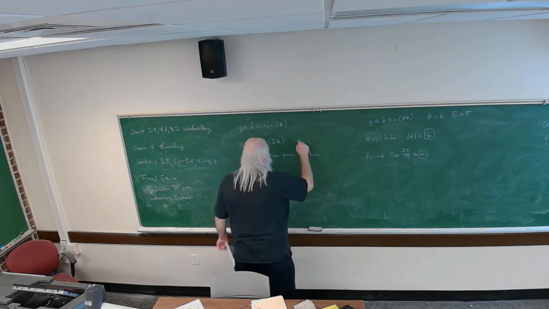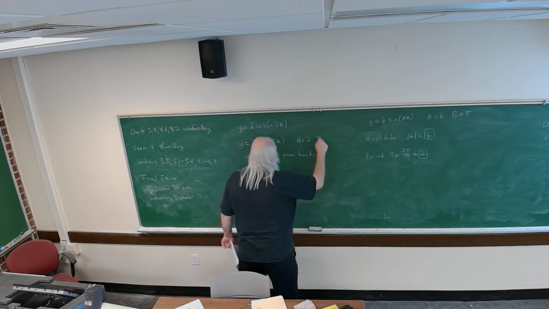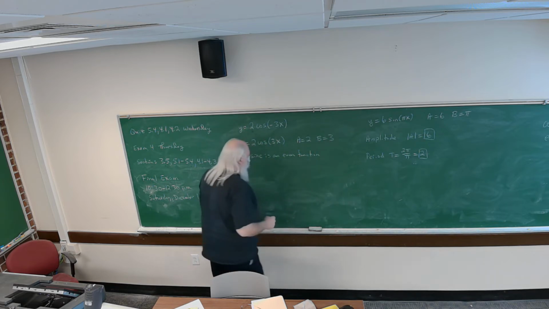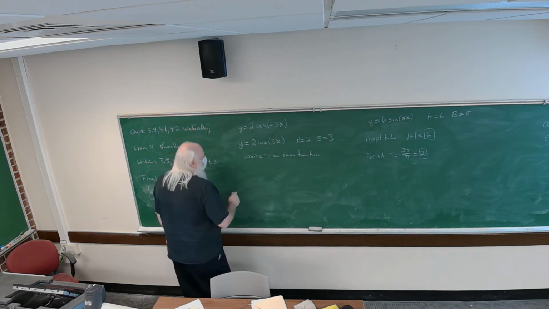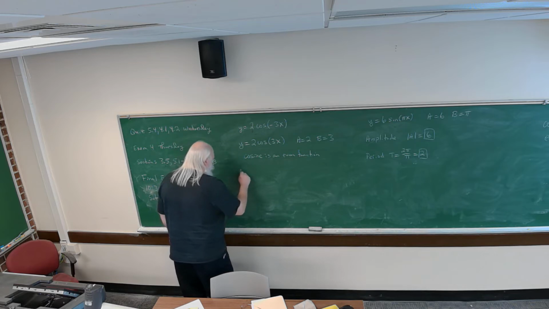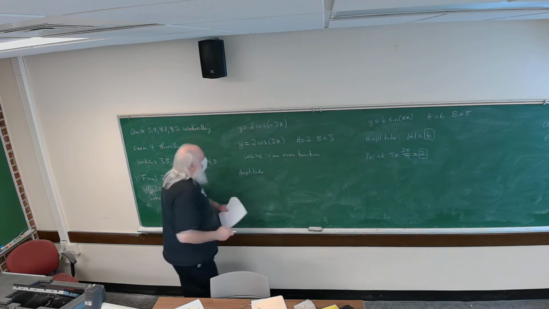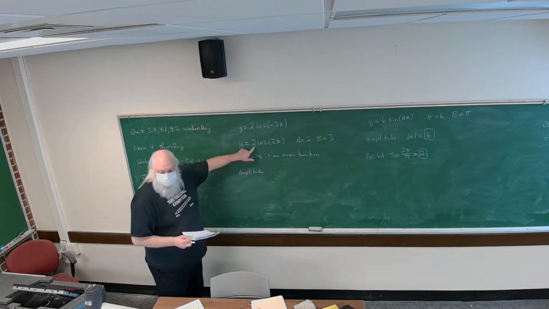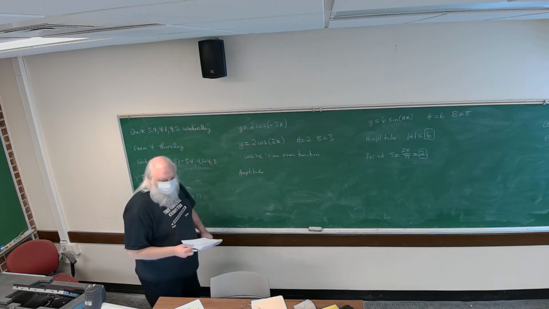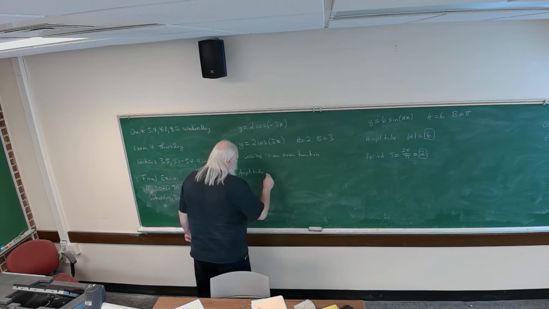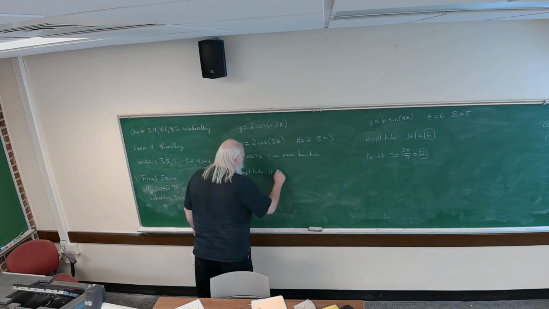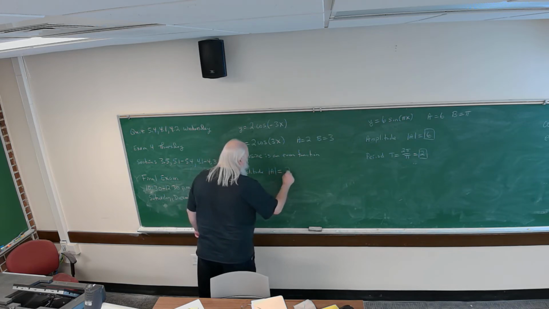A is equal to 2 now, and B is equal to 3. So what we end up graphing is this equation, which has the same graph as this equation. They're identical. So the amplitude, equal to the absolute value of A, is equal to 2 in this case.